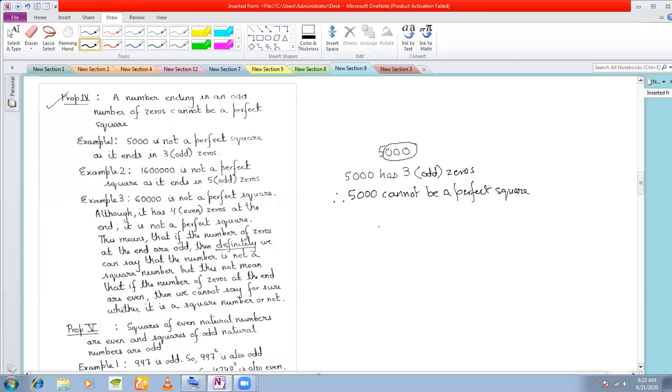Okay, let us take this number. Now 16 is a perfect square. But how many zeros do I have here? 5, which is odd. So I have an odd number of zeros. Therefore this number cannot be a perfect square.